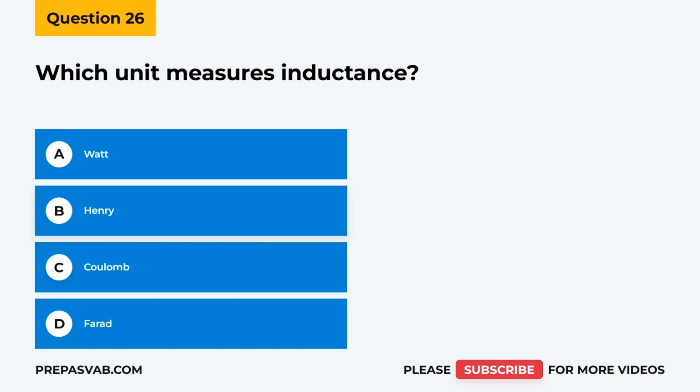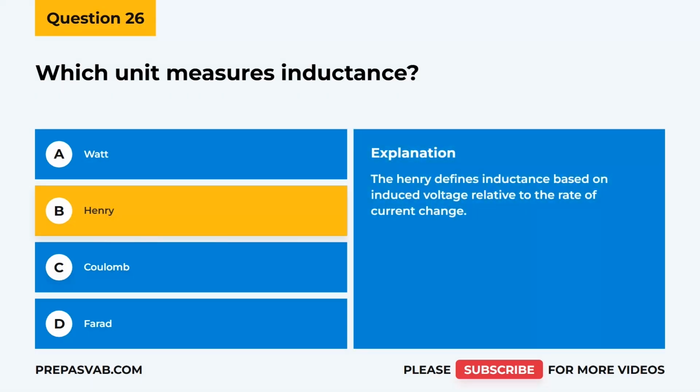B. Henry. C. Coulomb. D. Farad. The correct answer is B. Henry. The Henry defines inductance based on induced voltage relative to the rate of current change.